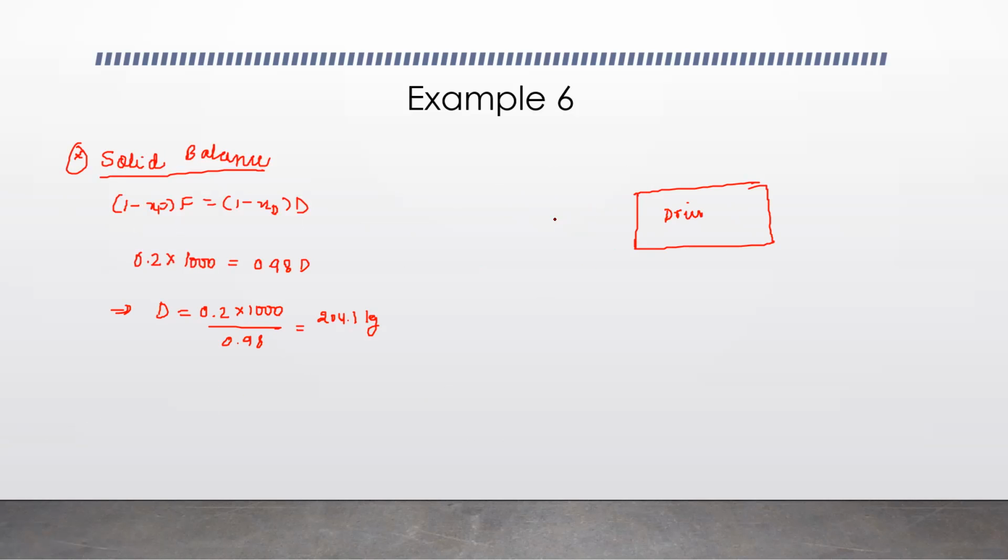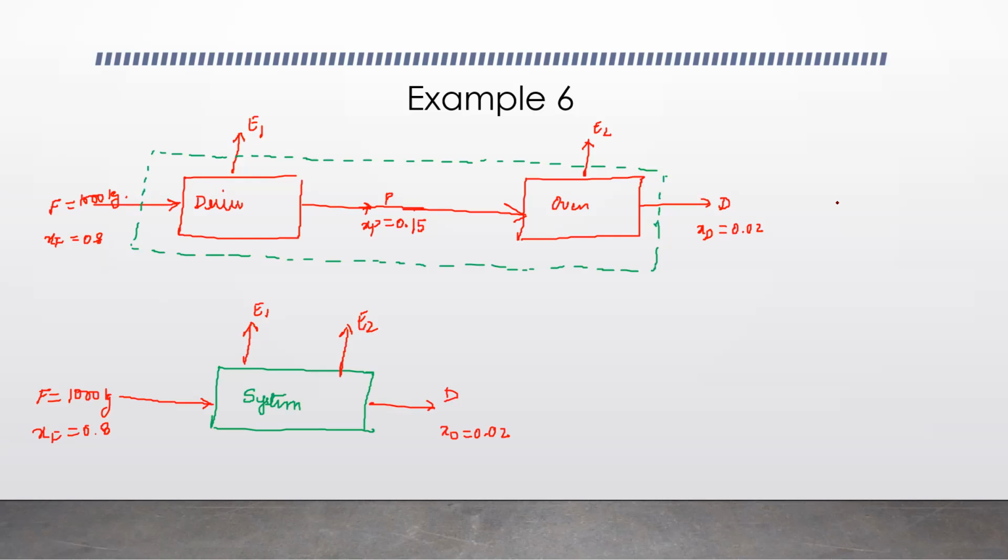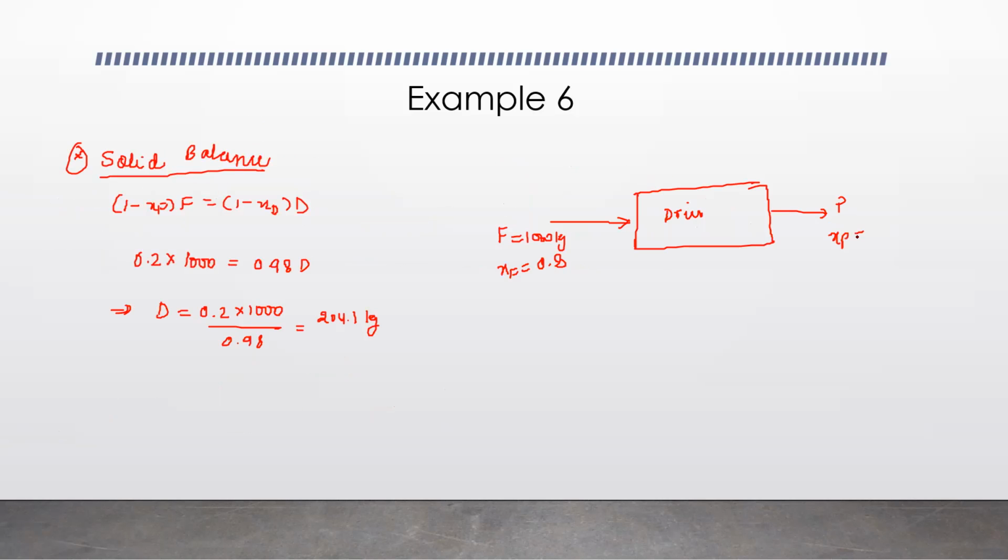All right. I'll have F over here again. F is 1000 kg. XF is 0.8, and P has to be calculated, and XP is 0.15. All right, then this is my oven.